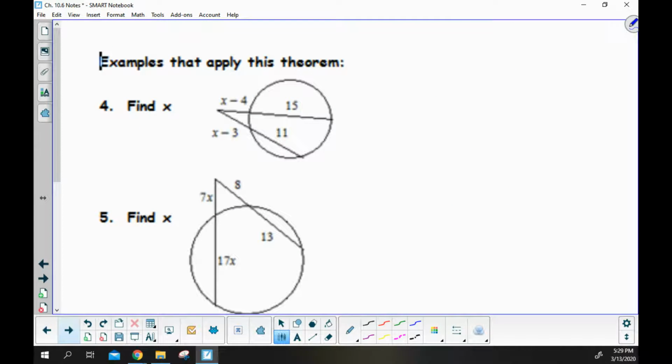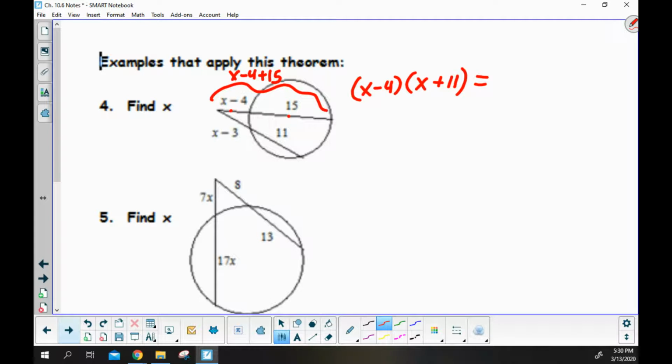All right. So here are my examples here. We want to find x. Well, we have two secants, and they give us the segments for the external part and the inside chord. And you go, all right, well, I need the external part. So my first one, that's x minus 4. However, what's the whole thing here? Well, that would be x minus 4 plus 15. And if you realize that's x plus 11.